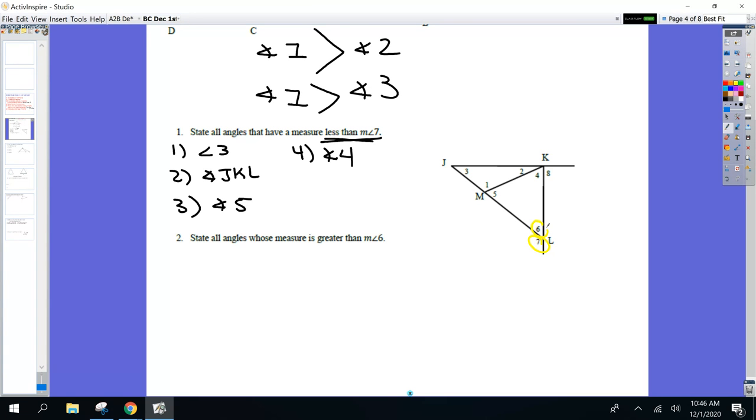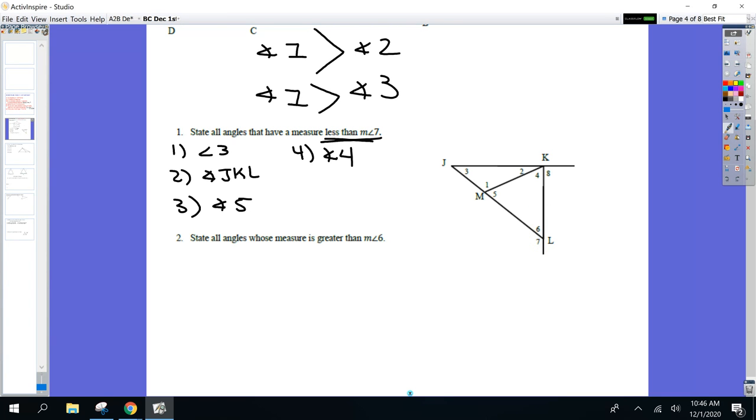7 and 6 are linear pairs. I can't tell which one's bigger. But what did it say if it's a right angle? Where'd the right angle come from? Oh wait, no, never mind. Okay, there's no right angle here. Anybody else want to try to chime in?